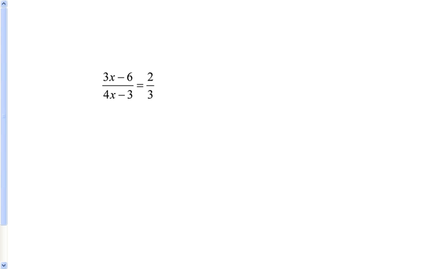Two equations with an equal sign. Pretty easy. All we're going to do is cross multiply. I'm going to multiply this one by 3 and this one by 4x minus 3. Let's do that again. I'm going to multiply this one by 3 and this one by 4x minus 3. We're going to cross multiply.